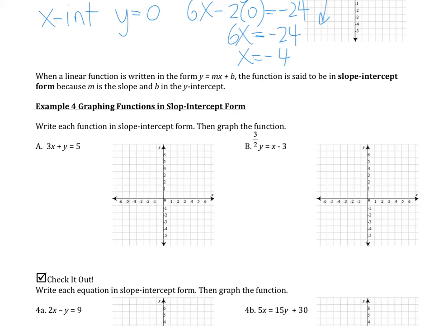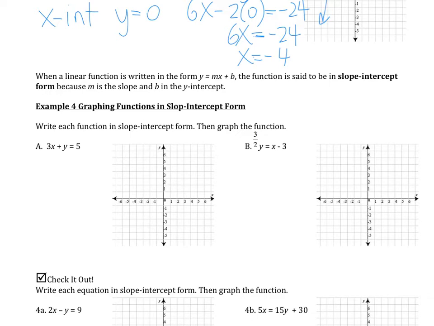We can write linear functions in the form y equals mx plus b. This is called the slope-intercept form. The m is the slope and the b is the intercept. This is a really easy way to graph. You have to make sure, though, you're in y equals form first.